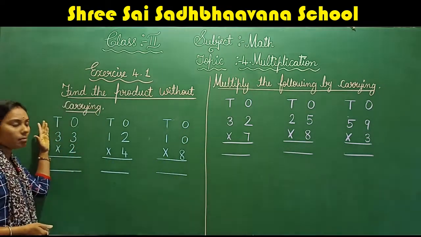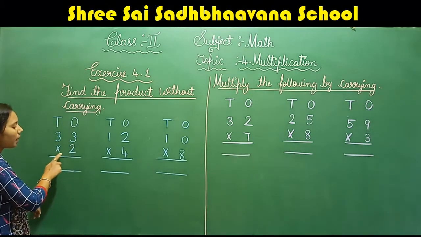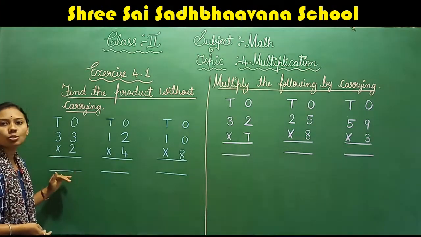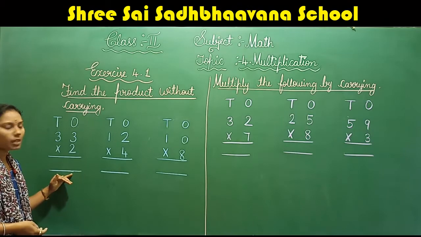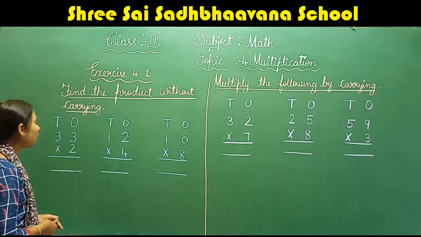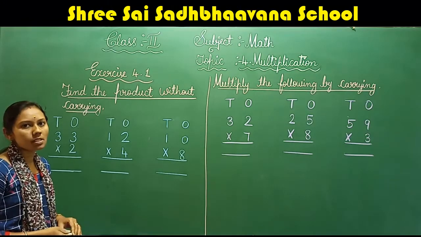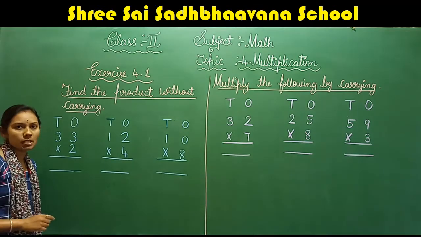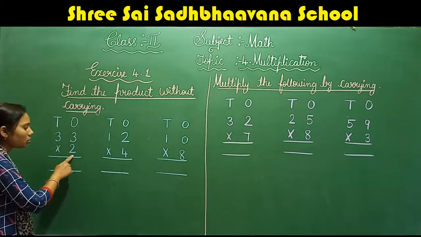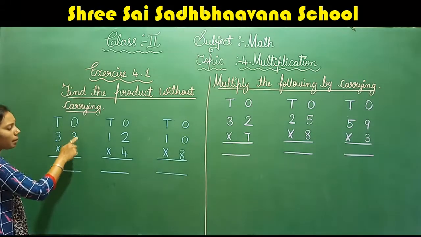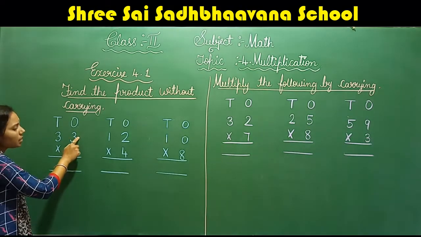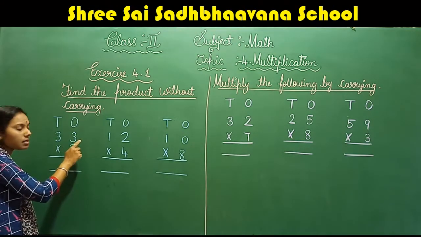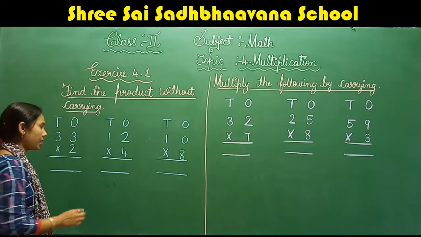See, the first sum is 33 multiplied by 2. For this 33 into 2, you should find the product. Let us see how to do this now. In the first step, as I told you in the previous class, you have to multiply the ones place, children. The numbers you can see in the ones place are 3 and 2, right? So you have to multiply 3 ones by 2 in the first step.